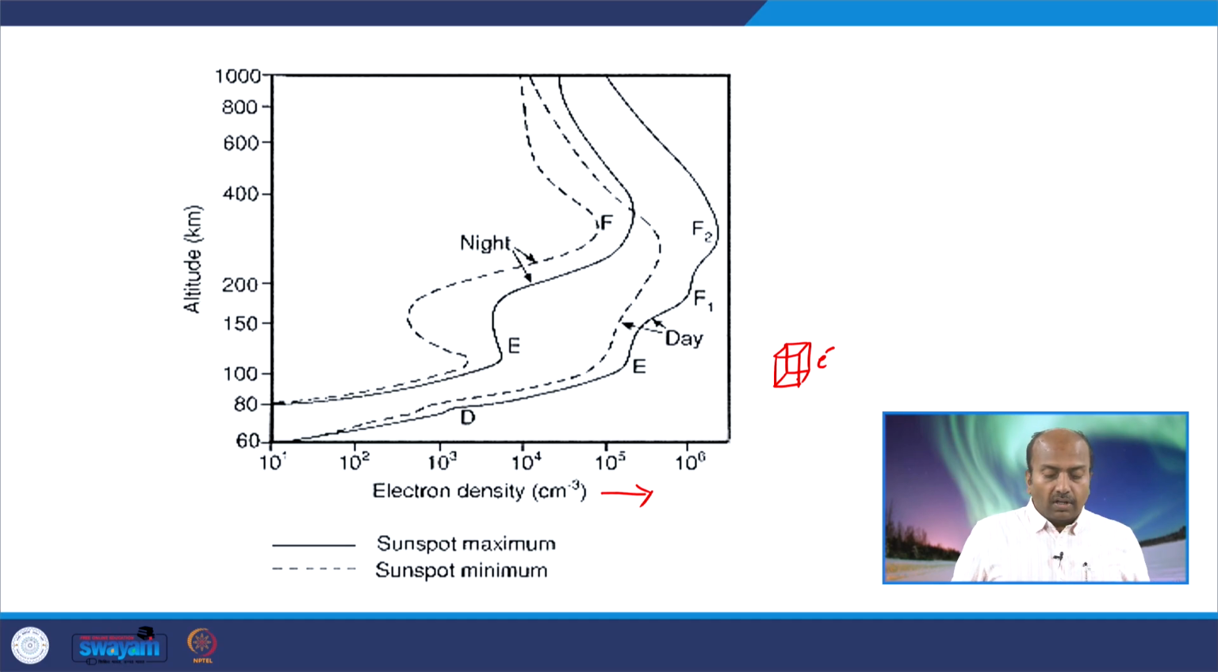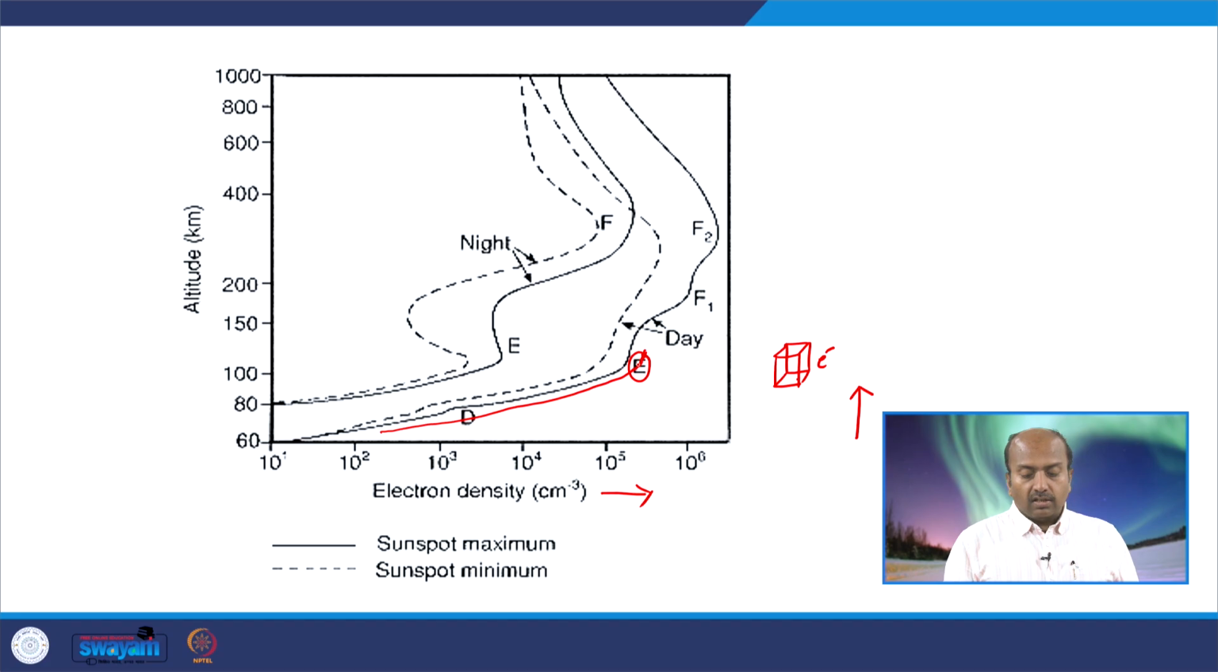What you can see from this figure is that the number of electrons per unit volume is not constant throughout, it is changing. As you move from the surface or from the 60 kilometers altitude, the number of electrons will keep increasing. You see this, it is increasing with respect to height as you are moving up. It is reaching a maximum value here at E.